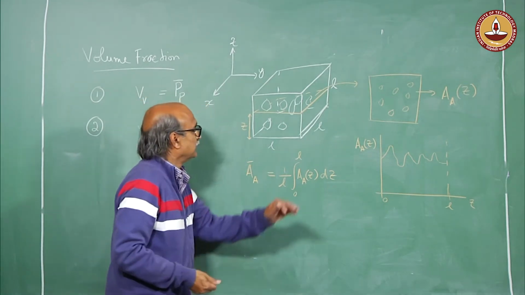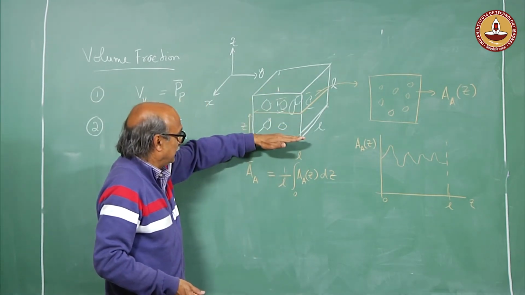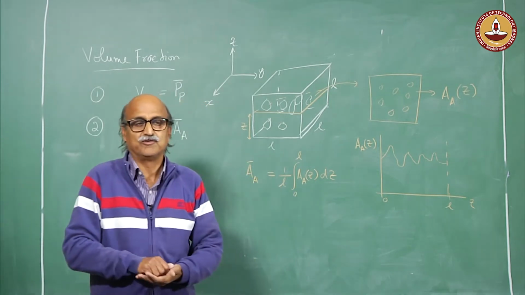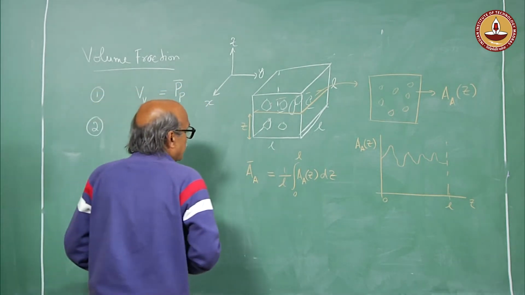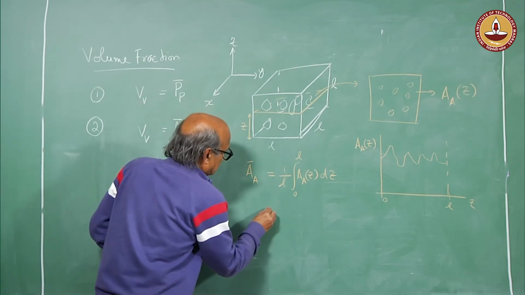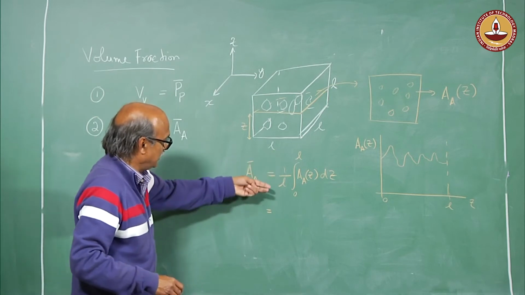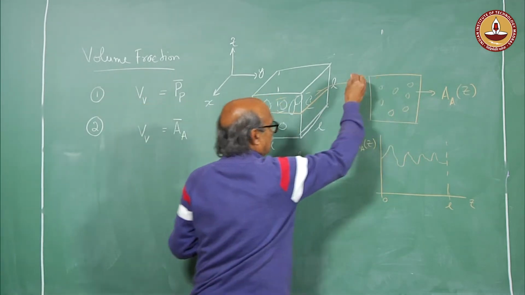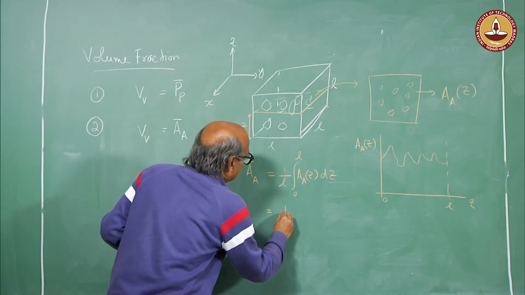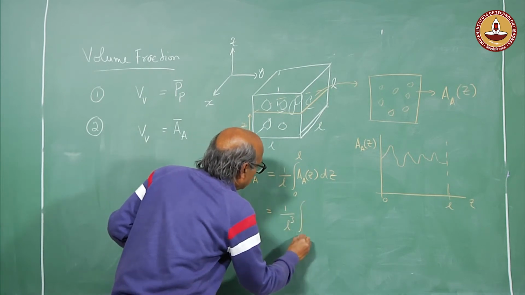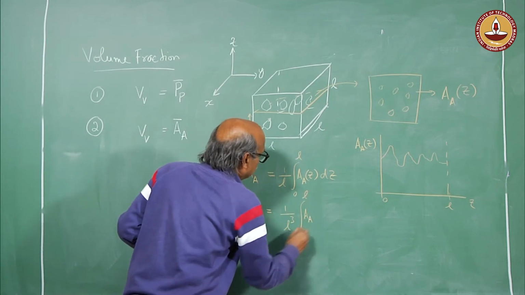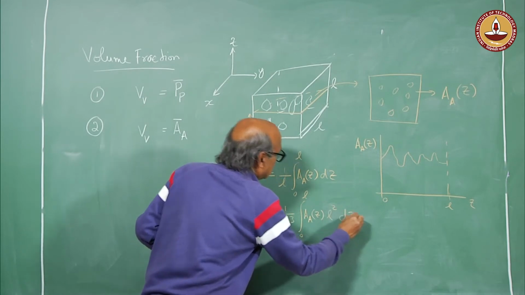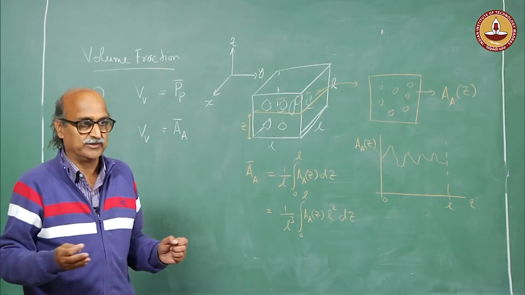This is of course assuming that all positions of z are equally likely, then only this average function works. Let us do a little bit of manipulation here. Suppose I multiply and divide by L square, that is area of a single section. If I do this, this will become 1 upon L cube integral 0 to L area fraction at position z times L square, which I am keeping inside the integral.